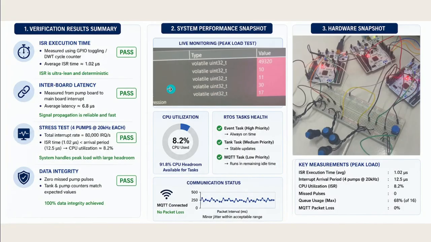Finally, the experimental results confirmed that the RTOS architecture presented in video 2 performed as expected. The ISR executes within the required time budget, interboard communication is fast and reliable, and the RTOS scheduler correctly prioritizes the real-time tasks during peak operation. Although the system has practical limitations under extreme conditions, this occurs only beyond the intended operating range.